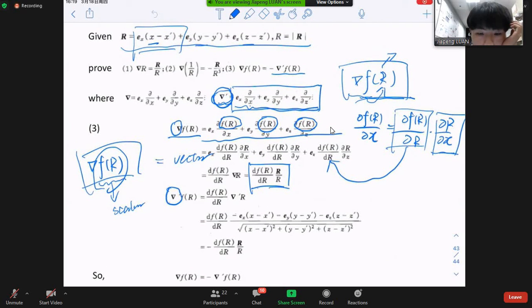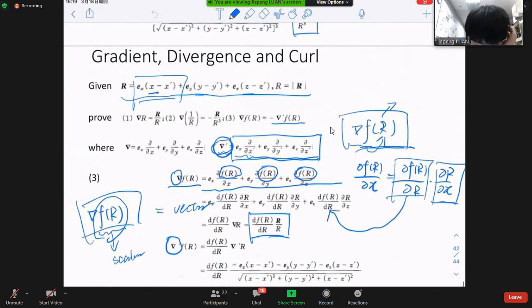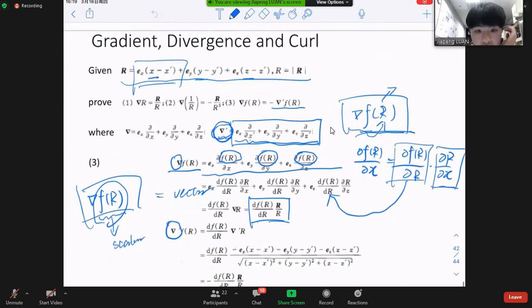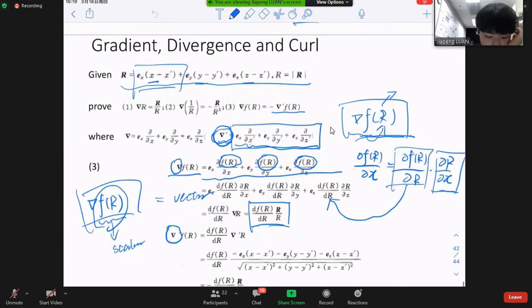So what is the vector on page 43? I don't know which vector you are saying. You're saying this? What is the vector on page 43?